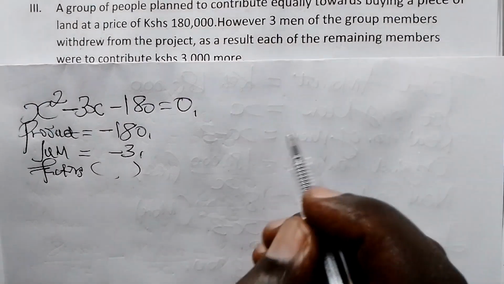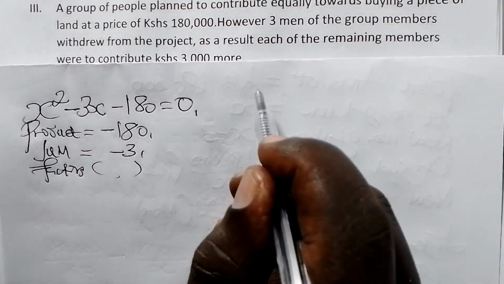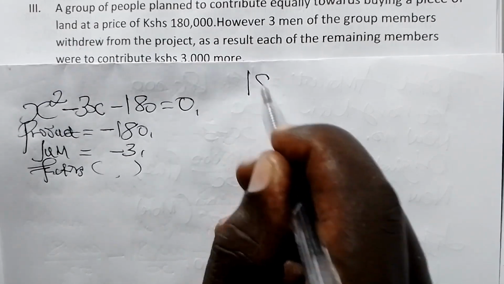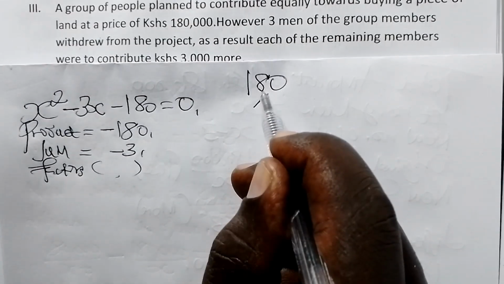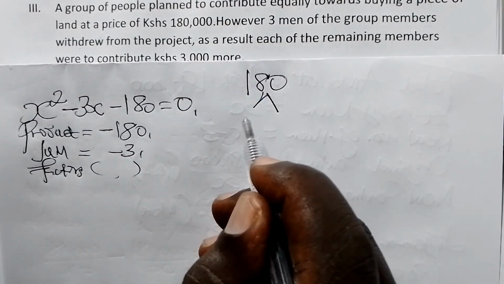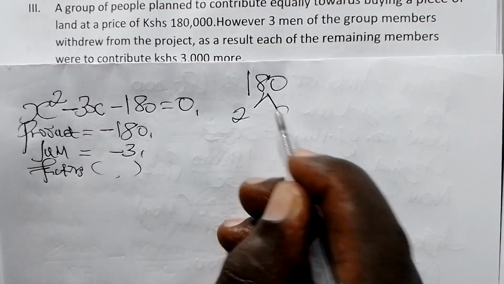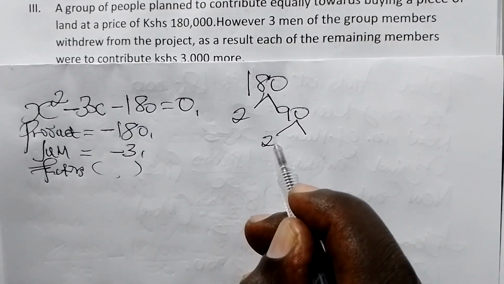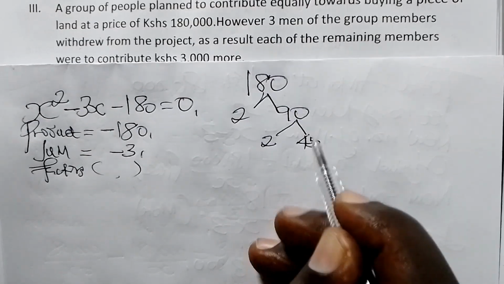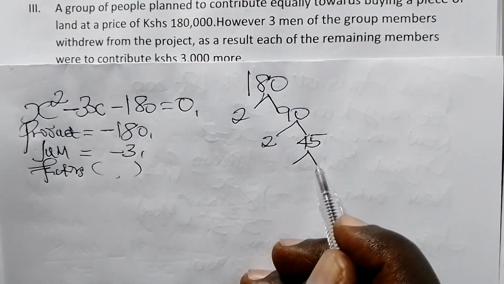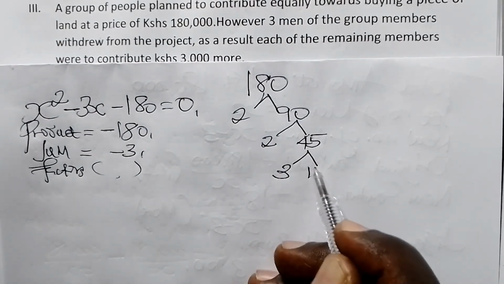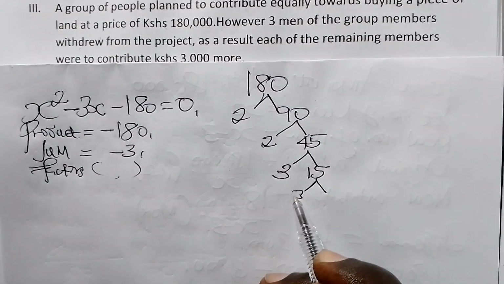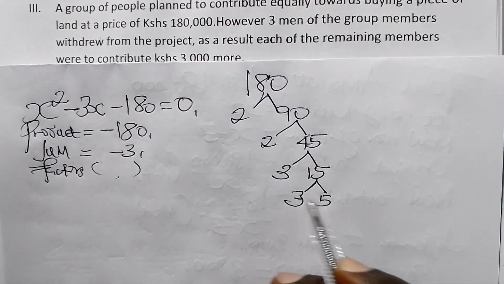We're going to use a tree diagram to help us get this. 180 can be written as a factor of 2 multiplied by 90, 2 multiplied by 45, 3 multiplied by 15, and 3 multiplied by 5, like that.